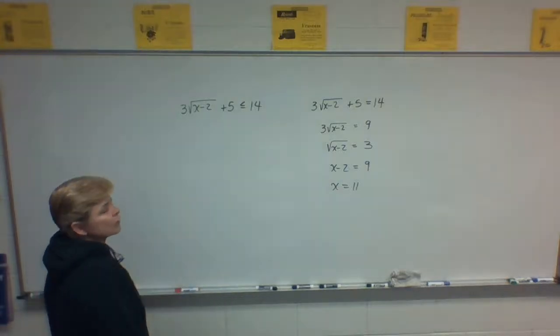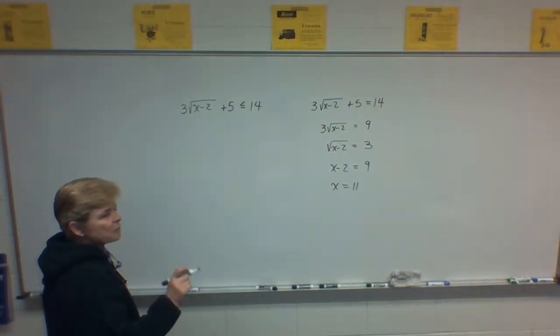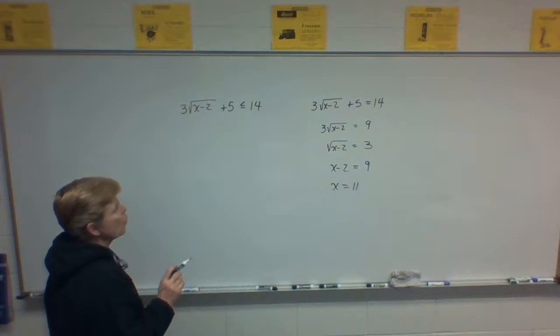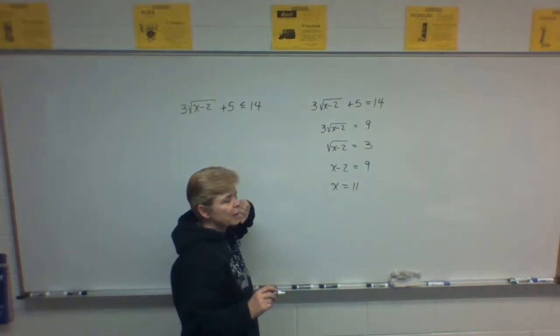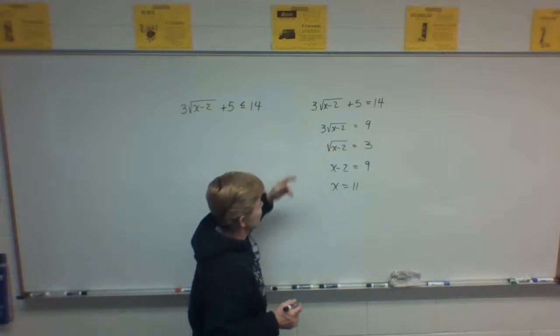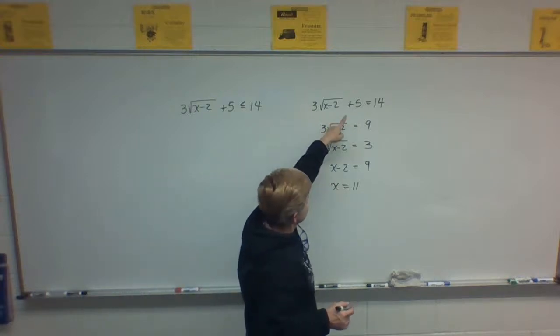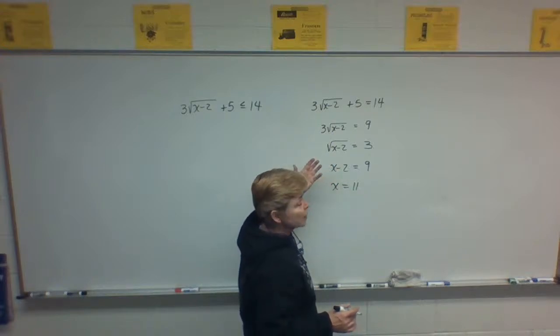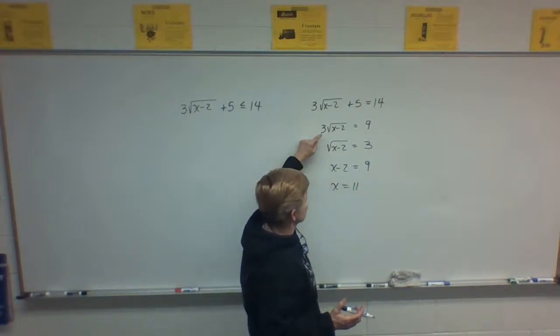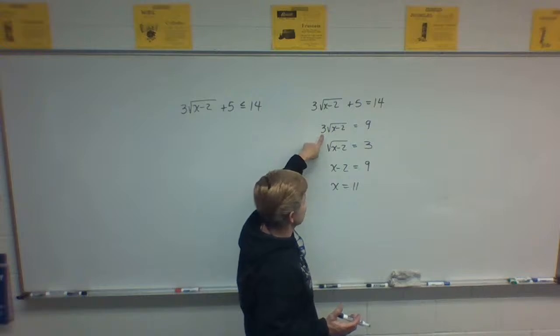To do the inequality, you do exactly the same thing. The only time the inequality flips directions is if you end up multiplying or dividing by a negative somewhere along the line. I never did that. I subtracted, I divided, I squared, I added. You add or subtract, nothing's going to happen. Multiply or divide, nothing's going to happen, so long as what you're multiplying and dividing by is positive.